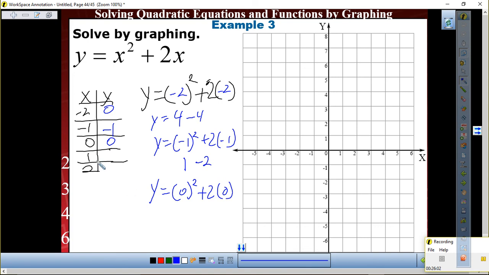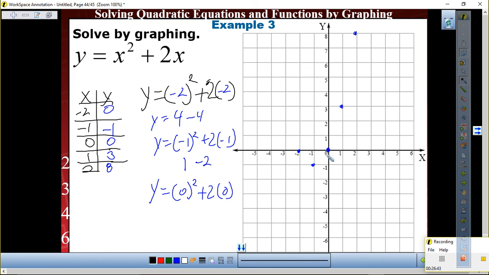All right. When x is 1, what is y, everyone? 3. And when x is 2, what is y? 8. All right, let's plot those. Negative 2, 0. Negative 1, negative 1. 0, 0. 1, 3. 2, 8. What is the farthest point to the left? Negative 2, 0. What would be the next one to the right? Negative 1, 1, and then 0, 0.